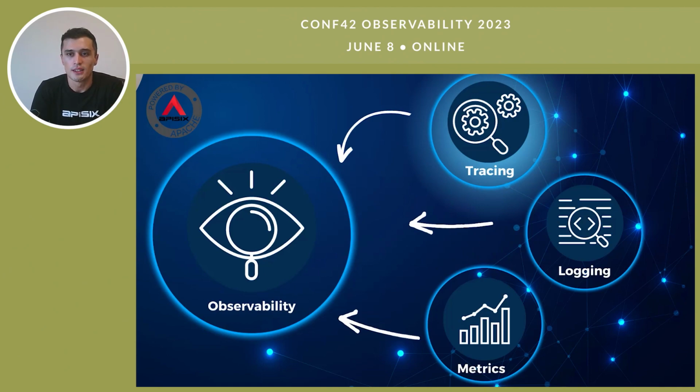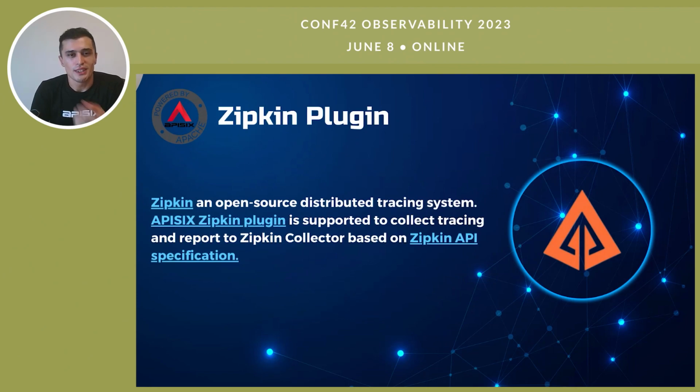For example, Zipkin is one of the tracer plugins Apache APISIX provides. There are other plugins also. If you look at the Apache APISIX official website, like SkyWalking, for example, and Zipkin is also an open source project. It also provides some distributed tracing. You can enable this Apache Zipkin plugin to collect tracing and report them to the Zipkin collector based on the Zipkin API specification, or you can visualize it on the Zipkin UI.